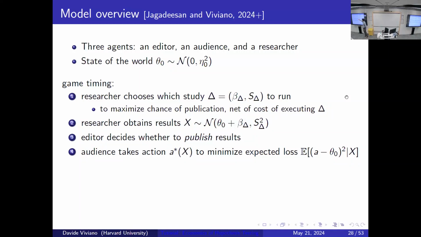The way they choose the study is to maximize the chance of publication. So the statistic is now drawn with some mean theta plus a bias component beta, and then there's a variance component as well, which depends on the study of the researcher. The editor can decide whether to publish the result, and then the audience takes an action, similar to what we had before. The audience just updates their posterior belief about theta, conditional on X.